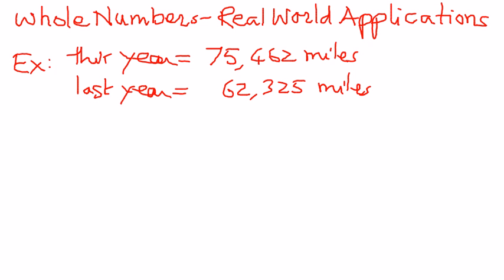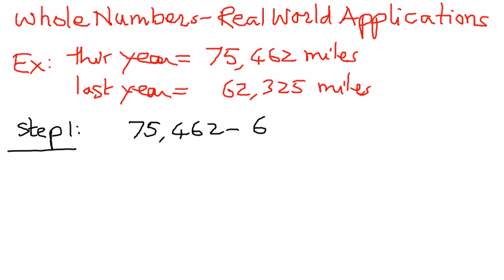So in here, what we're going to do is break it down into these different steps. Step number one, we're going to subtract 62,325 miles from 75,462 miles. So 75,462 minus 62,325. So that is our first step.